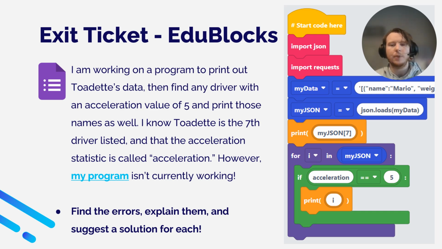The other piece is that right now that conditional statement says if acceleration is 5, but this format, the syntax isn't quite right. You need to refer to acceleration within i, an observation in myJSON. So those are the two things that students should reference. I think there is a key in this exit ticket as well.